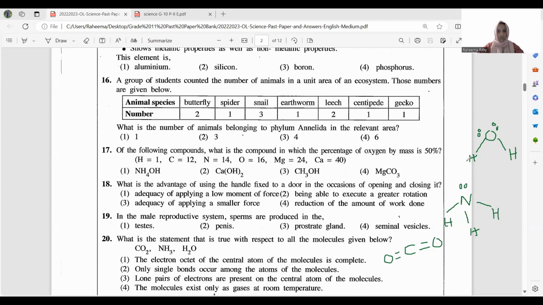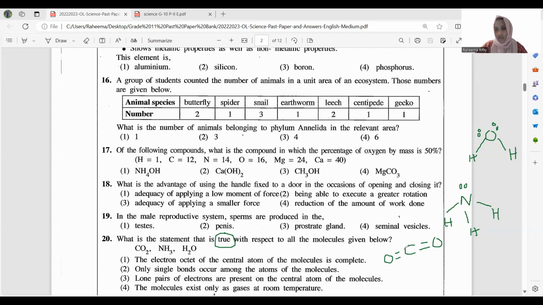So we have to find out the true statement. Now you have to check what they are going to ask. Sometimes they ask for the false answer, sometimes the true. Here there's only one sentence that is actually true. The other 3 should be false. Okay, let's see what they are. The electron octet. You know, octet means 8, completing the last shell. The octet of the central atom of the molecules is complete. We have to check that.